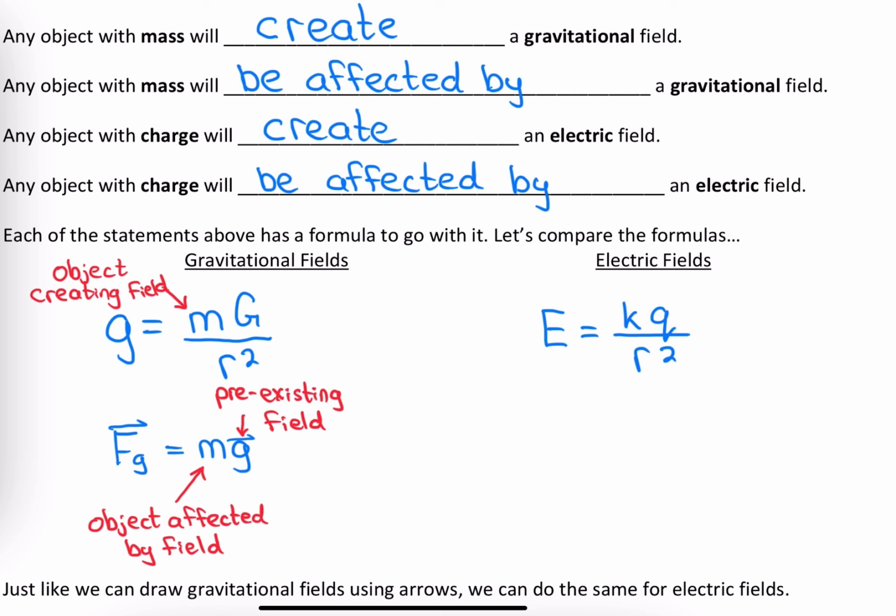So just like over here, we had the formula for an object creating a gravitational field. Here we have a formula for an object creating an electric field. And whereas gravitational fields are created by mass, electric fields are created by charge.